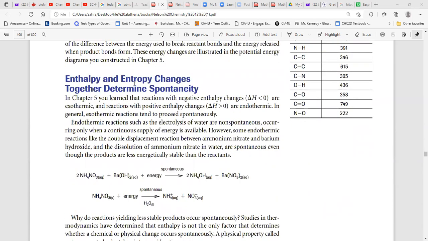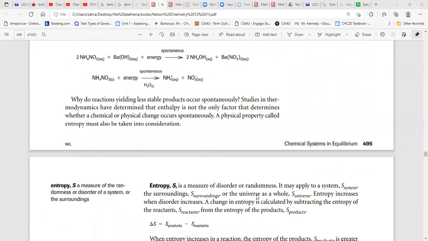So, enthalpy and entropy changes. What is that? Enthalpy change, we have seen before. If the delta H is negative, it is going to be an exothermic reaction. Delta H positive is going to be endothermic. Endothermic is when the energy is on the reactant side. Some endothermic reactions are spontaneous. Some endothermic reactions could be non-spontaneous. So it really depends.